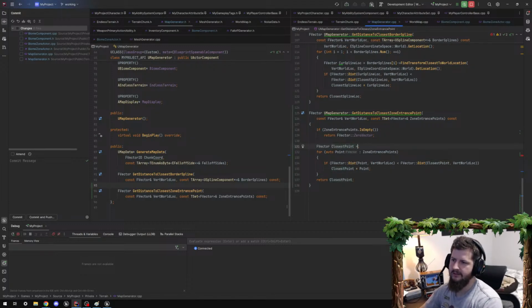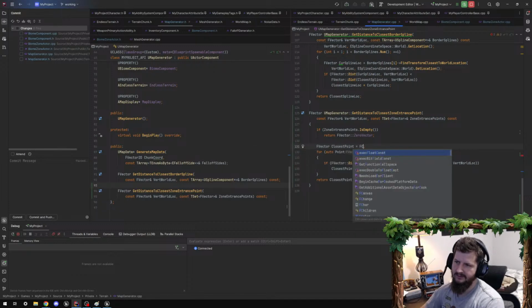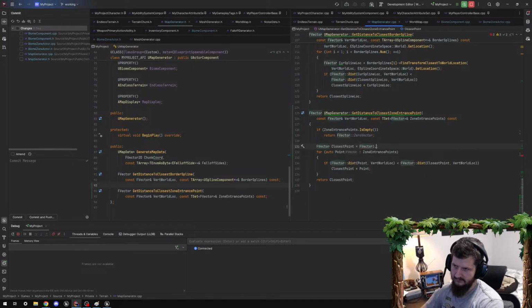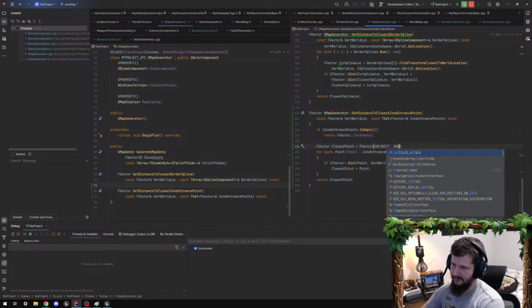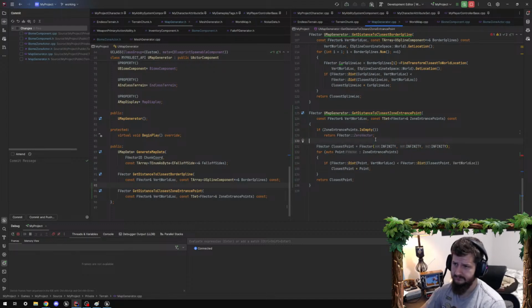I want this to be, can I set this equal to an f vector that's infinite? Like infinity, infinity, and beyond? Does that work? It does, okay. So that'll work.